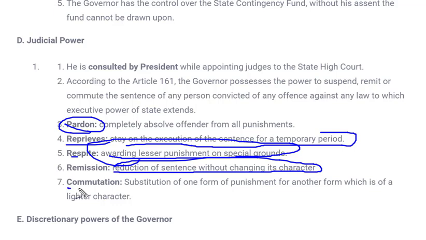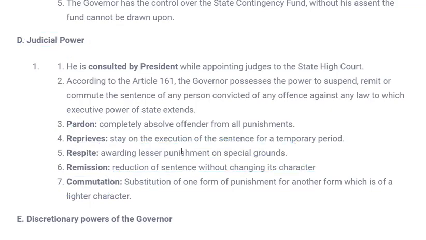Next is commutation. Commutation means substitution. Simply, this word means substitution. For example, if someone has got rigorous punishment, it can be converted to simple punishment. If someone has got the punishment of death, it can be converted to rigorous imprisonment for his lifetime. So this is commutation. So this is the judicial power of a governor.